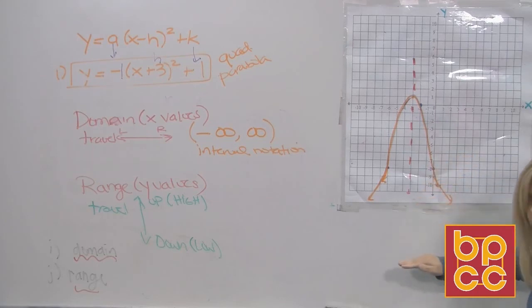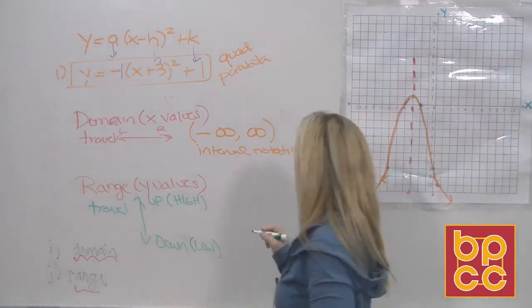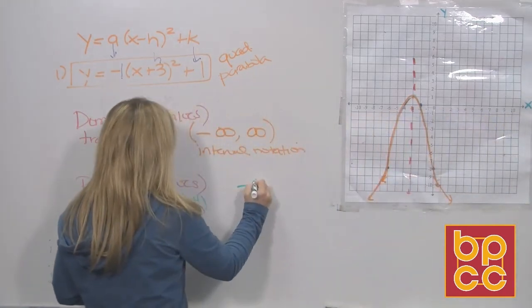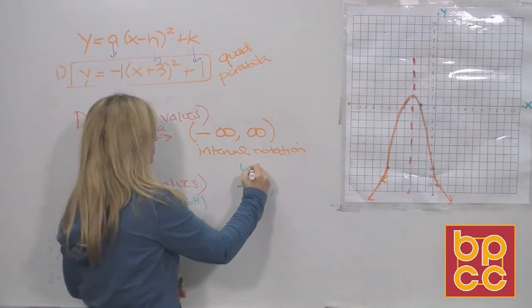How low will you go? Well, those arrows keep going down. It's going to go as low as it wants to go. So if you can't stop it from going lower and lower, it's going to approach infinity. Which infinity is that? That's right. That's negative infinity. That's as low as it's going to go.